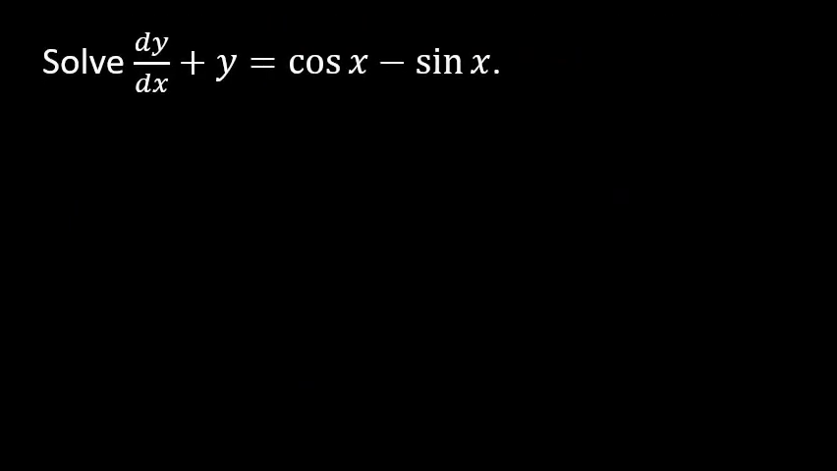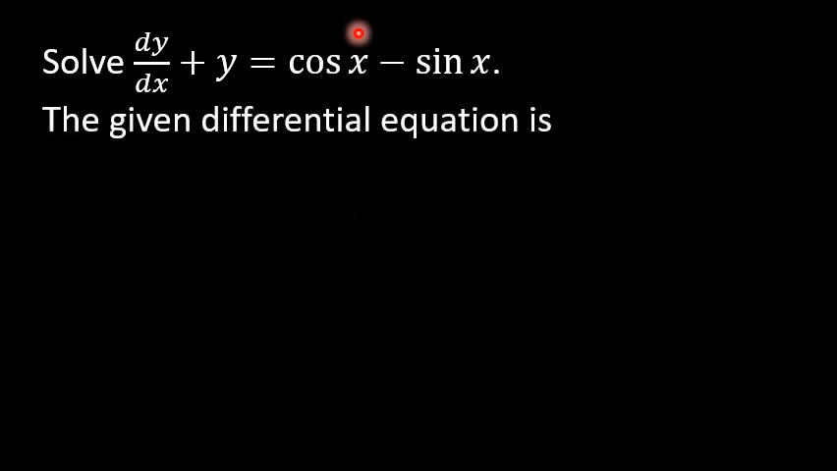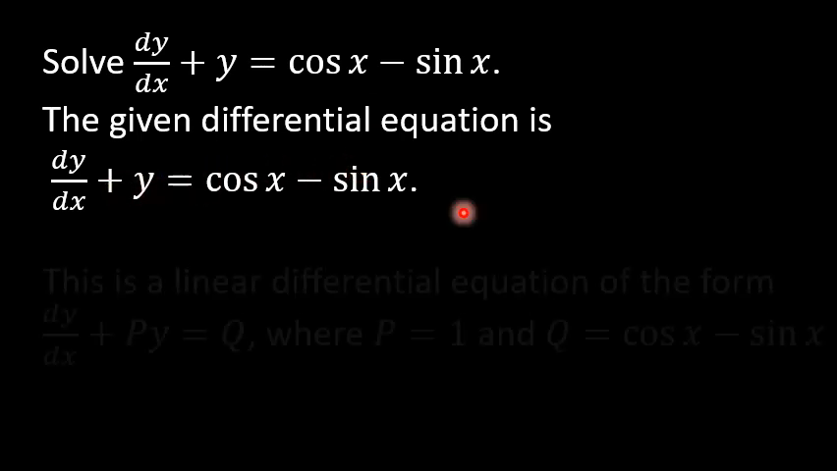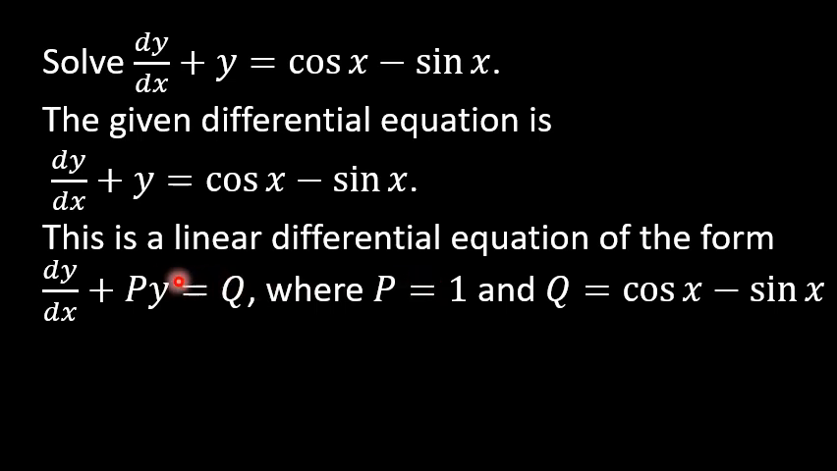Solve dy by dx plus y is equal to cos x minus sin x. The given differential equation is dy by dx plus y is equal to cos x minus sin x. Clearly, this is a linear differential equation of the form dy by dx plus py is equal to q, where p is 1 here, that is the coefficient of y, and q is cos x minus sin x. Note that p and q are functions of x.